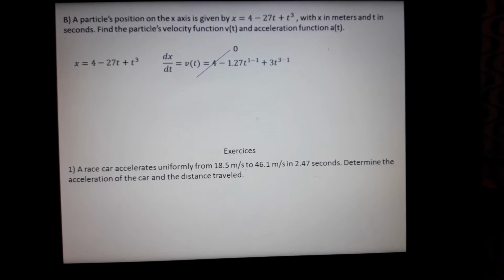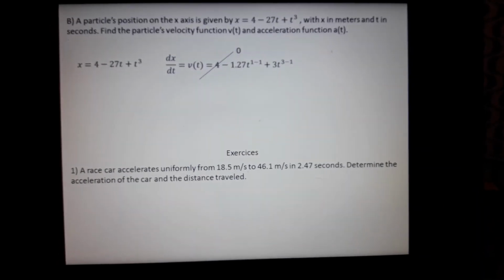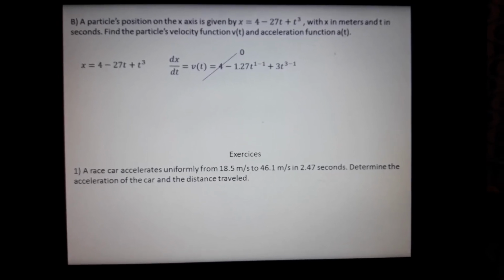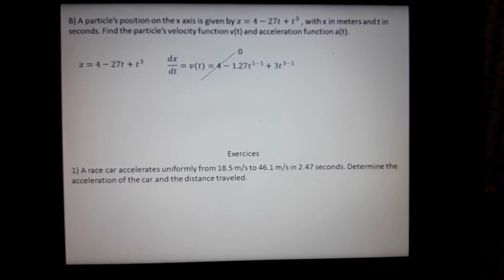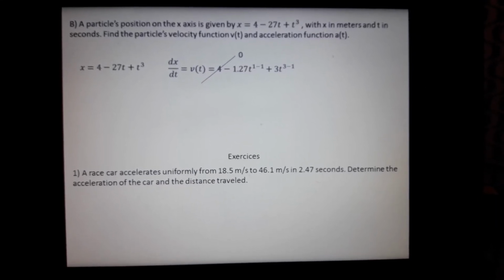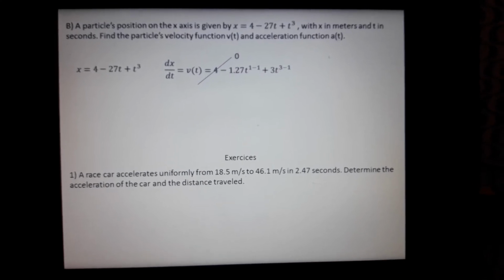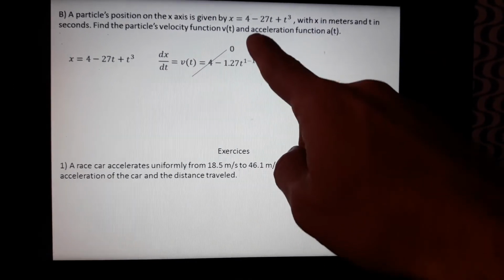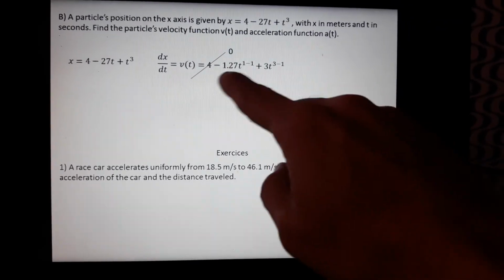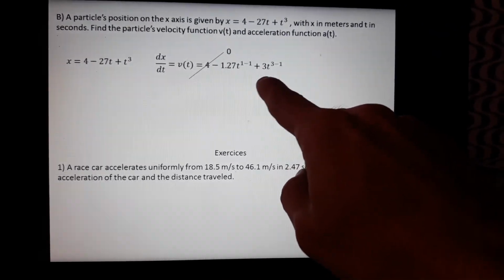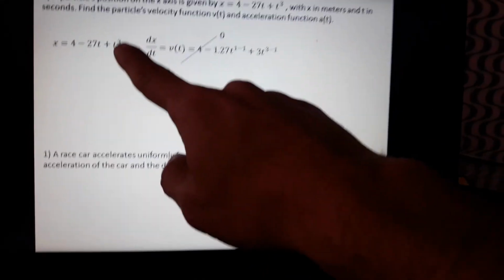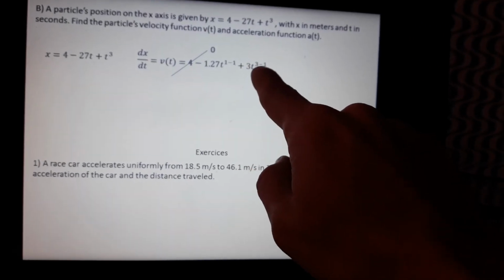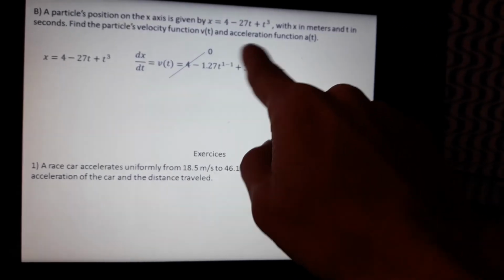When we have a number without a letter, like 4, the derivative is 0. We bring the power down as a coefficient and reduce the old power by 1. We have 1 here, we bring it down and decrease the power by 1. Here we see the same thing. We bring the power down as a coefficient, 3t, and reduce the power by 1.